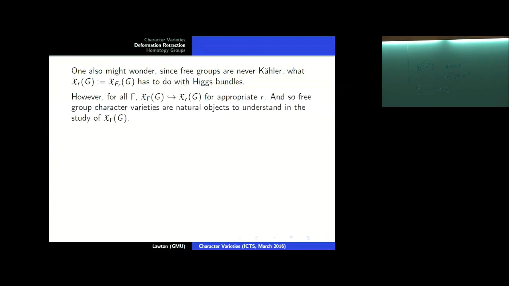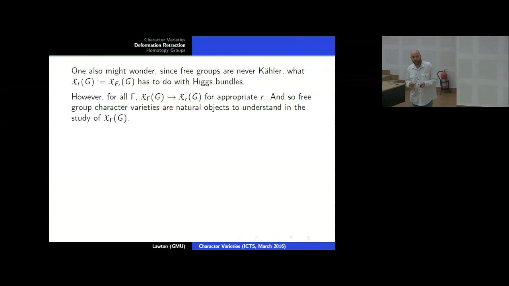Because free groups are not ever Kahler. Well, a first answer would be, every single Betti moduli space embeds into a free group character variety, and so the structure of free group character varieties imposes itself on all of these. So the free group character variety is a natural object to study. Maybe that's a little bit weak. Maybe it's not that compelling. I don't know. I find it compelling, but maybe not.